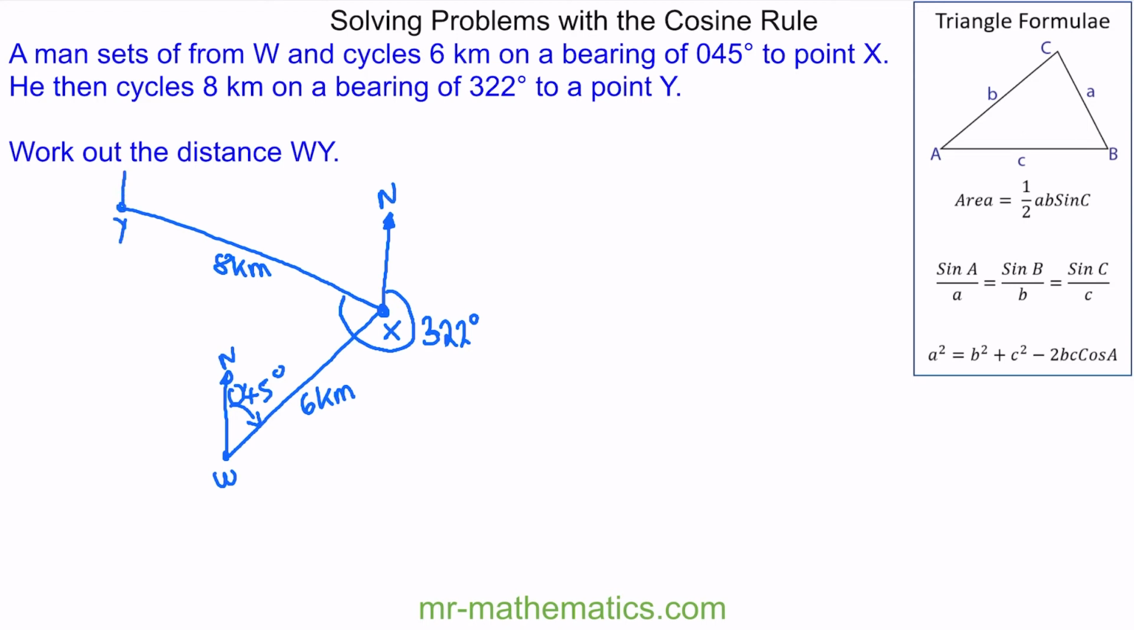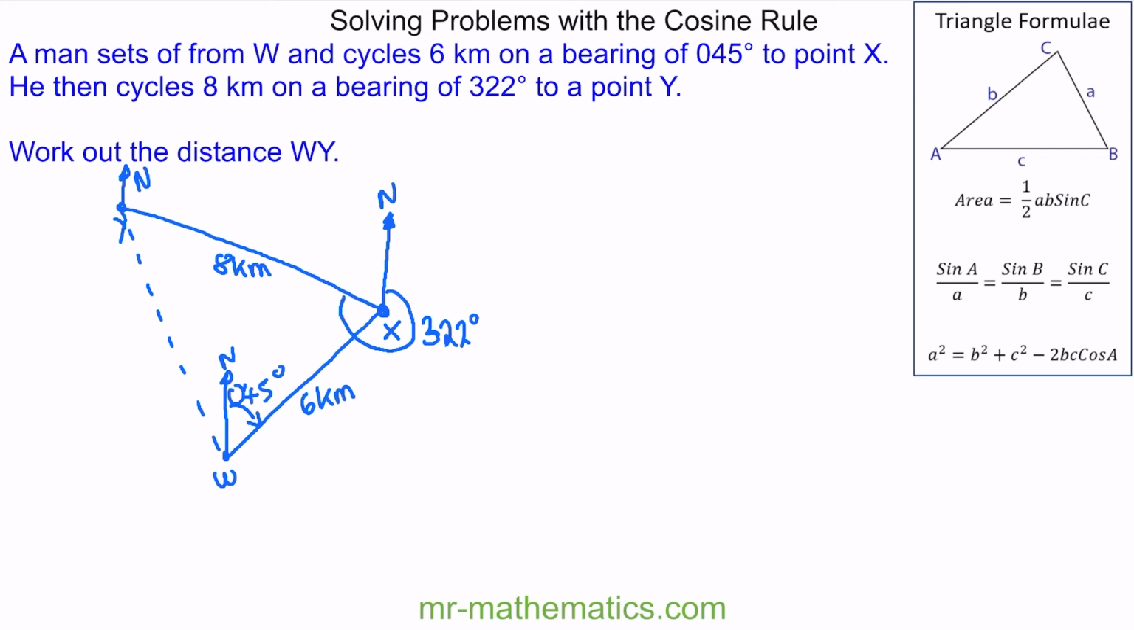So from Y, I'll draw in another north line. And we're being asked to work out the distance WY, which is this distance here. So to model this as a non-right angled triangle, because I've been given these two lengths, and I've been asked to work out this length, I'm going to use this angle.